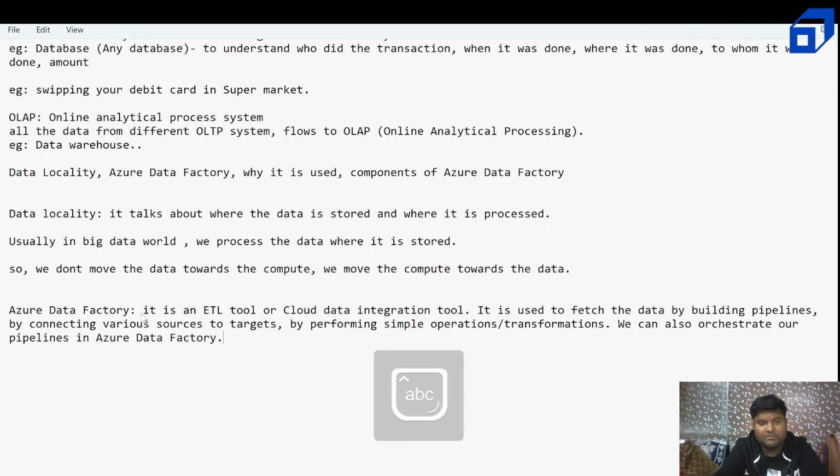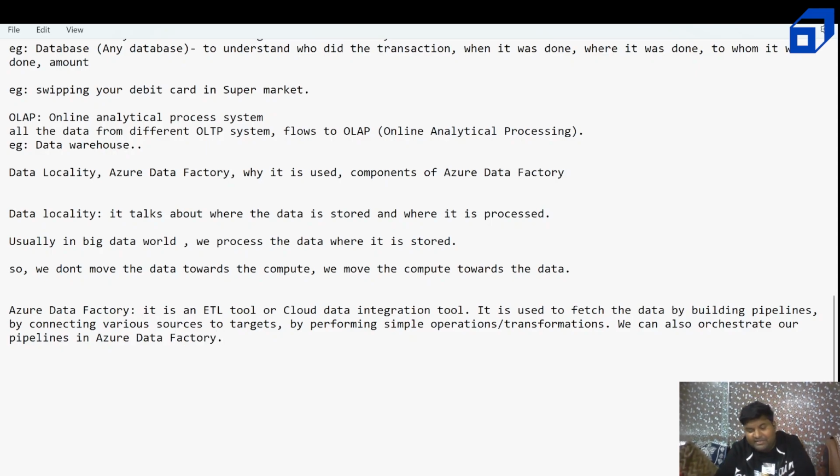So what is Azure Data Factory? Azure Data Factory is an ETL tool or a cloud data integration tool. When I talk about cloud data integration, it means I want to integrate different source data, right? Integrate as in I want to aggregate or combine all these different datasets sitting across different places. How do I fetch this data which is sitting in different places? I will build a pipeline which connects the different sources to a single target area, right? That's where I am going to integrate all these different data which is sitting in silos.